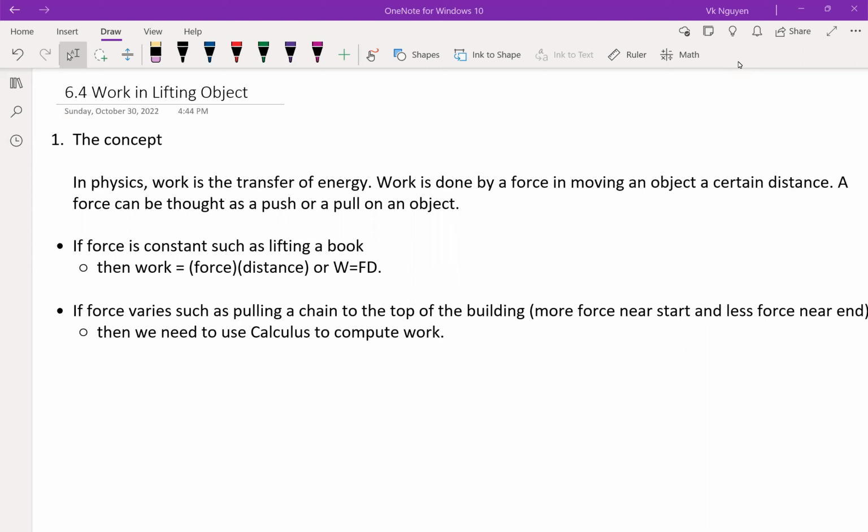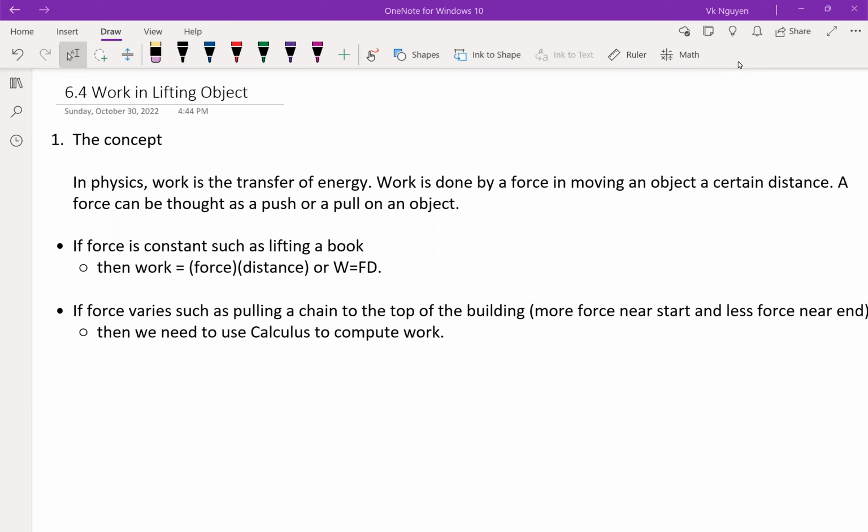Number one, the concept. In physics, work is the transfer of energy. Work is done by a force in moving an object a certain distance. A force can be thought of as a push or a pull on an object. If force is constant, such as lifting a book, then work is force times distance, or W equals FD.